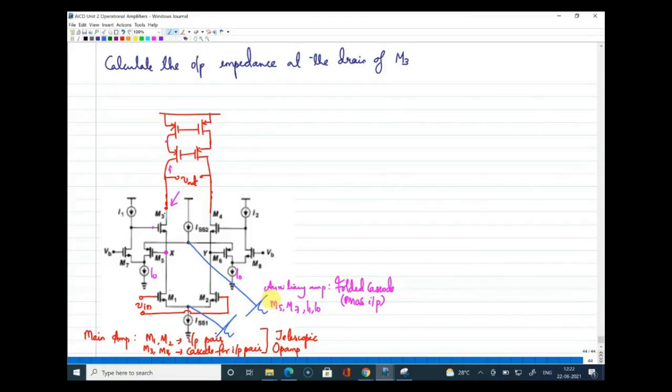Now I am drawing the input, the telescopic part, which is M3, and you have M1, but the source of M1 is connected to ground because of the half circuit analysis. Now I have M1 here and M3 here, and this is the point where I need to find the output impedance Rout. Is this clear? Are you guys following me? Can I get your response in the chat?